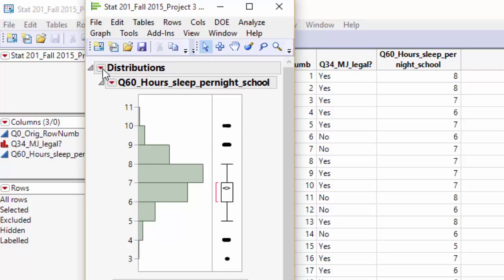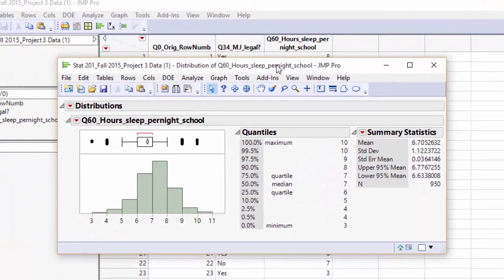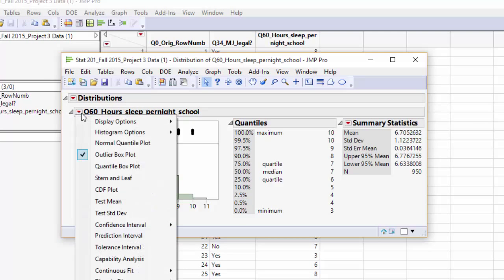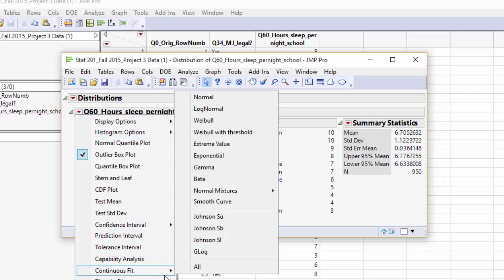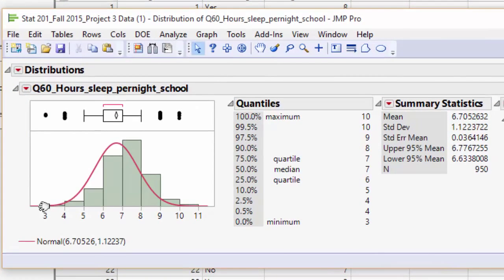From here, we can stack the distribution to make it easier on the eyes. With our distribution stacked, let's go ahead and fit a continuous distribution to it. Down here, we can go to Continuous Fit and select any distribution. For this example, we will be fitting a normal distribution. As you can see, this overlays a normal on top of the distribution.